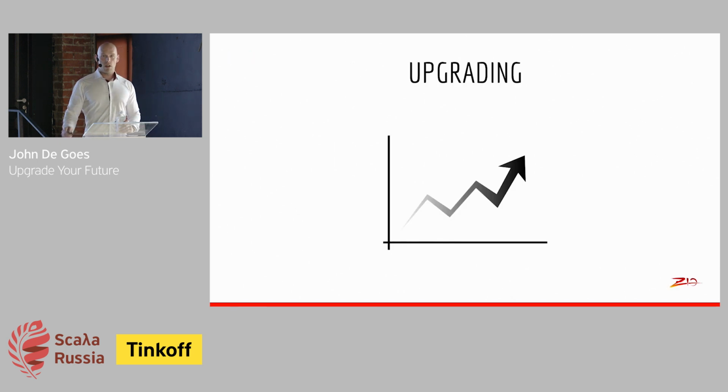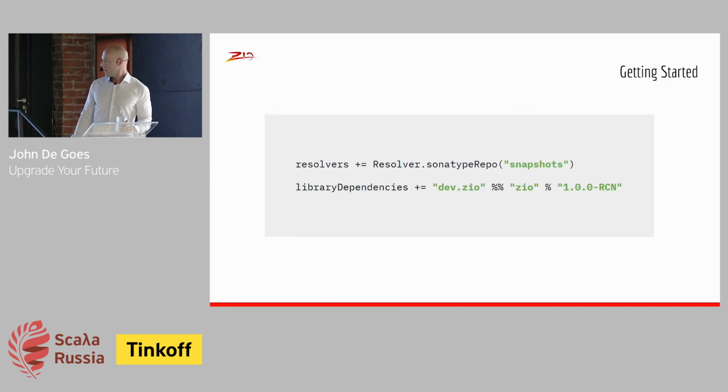All right, let's briefly talk about upgrading. So if you're interested in giving ZIO a try, let's walk through a few examples of what that might look like. And I'll give you some tips on how you can do this. So first off, it's very simple to get started with ZIO. You just add one or 2 lines of code to your SBT build file. The first one's probably already there, so just add the library dependency on ZIO dev.